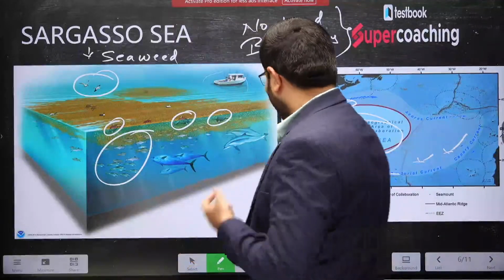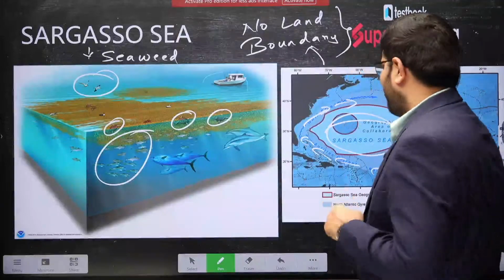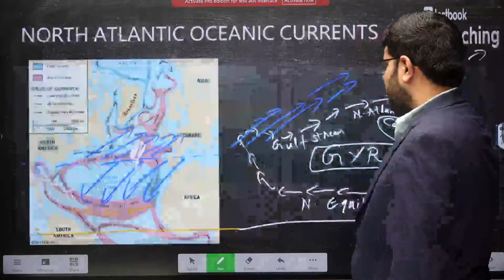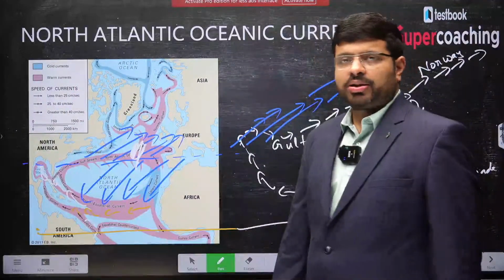Okay, not naughty friends. They are helping each other. Right. Now this is the uniqueness about the Sargasso Sea. I think now you got an idea. Moving forward, one more thing you need to remember.